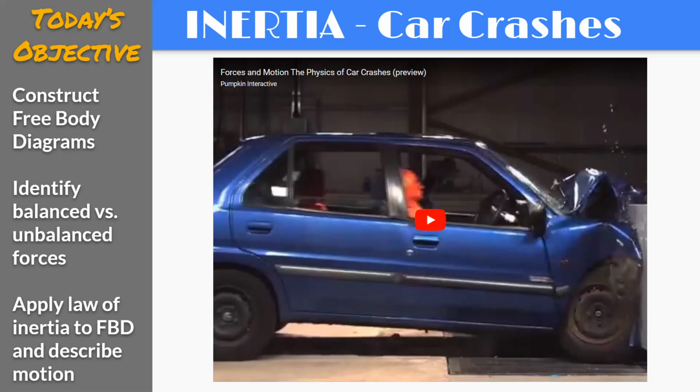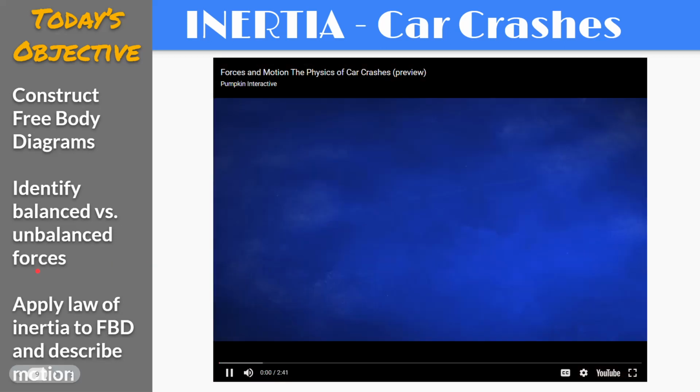All right, so I'm going to show you this quick video clip about inertia and car crashes, the tendency of objects to remain in motion unless there's an unbalanced force.